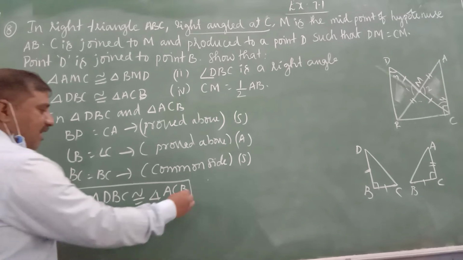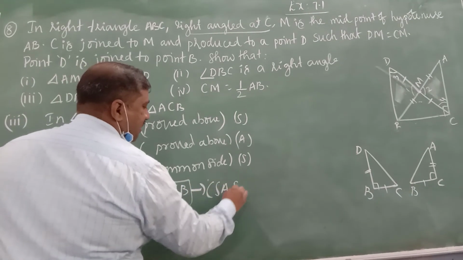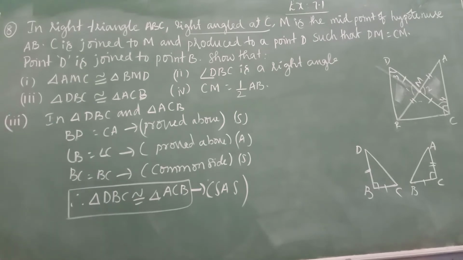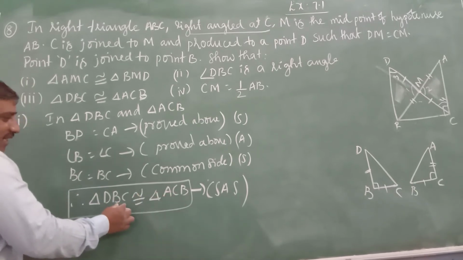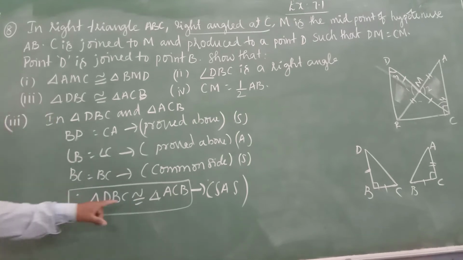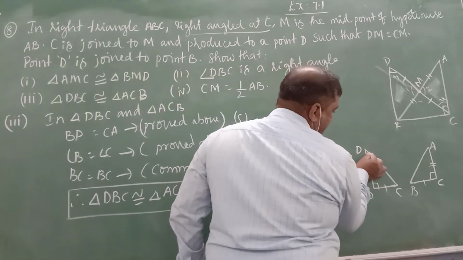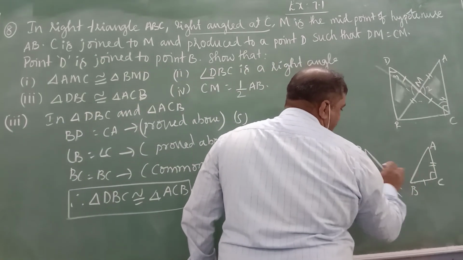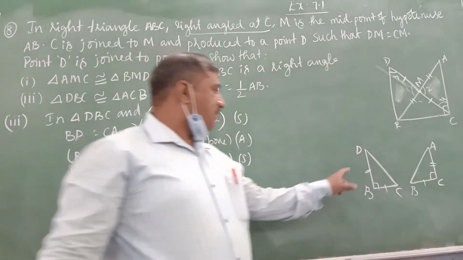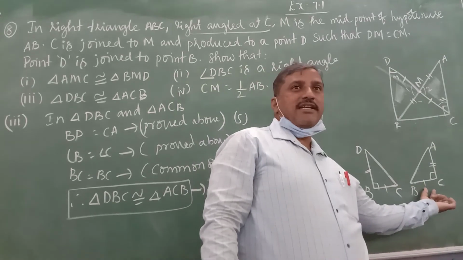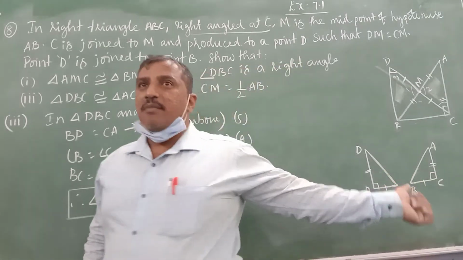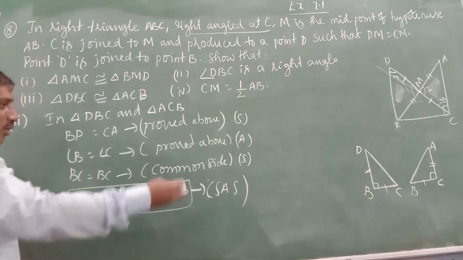By the congruency criteria. Now if these two triangles are congruent, what are the corresponding parts? That is BD is equal to CA, and BC is equal to BC. Then what about CD and AB? What about the other two sides? Are CD and AB equal or not? Because the length of BD is equal to the length of AC and BC is equal to BC, and these two triangles are congruent, by CPCT the other corresponding parts are also equal.